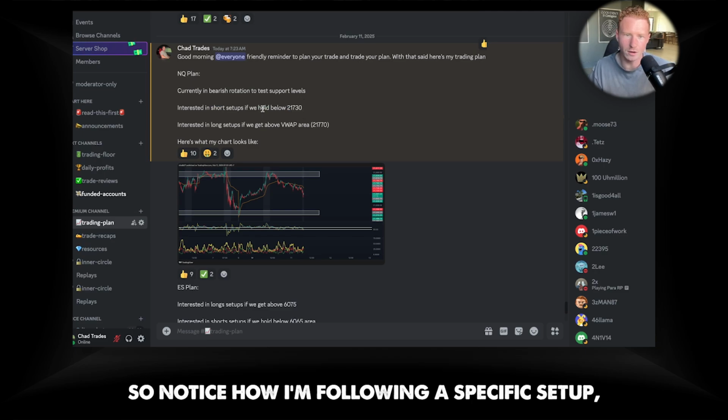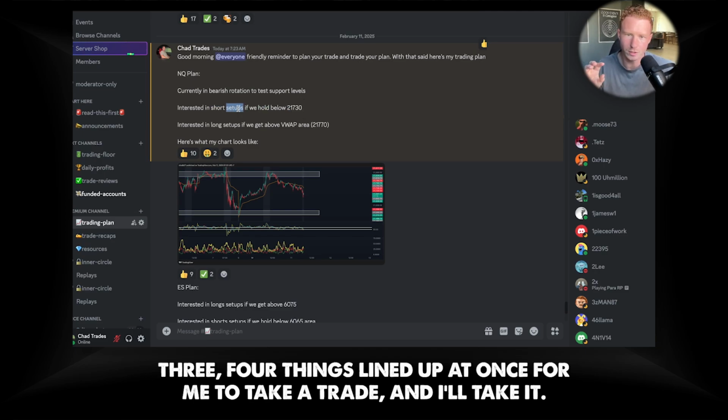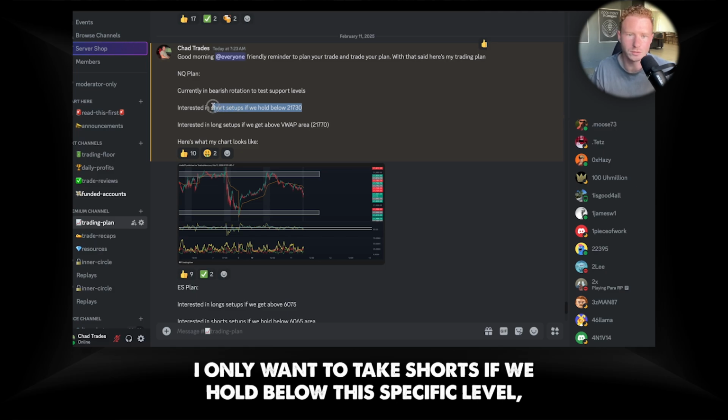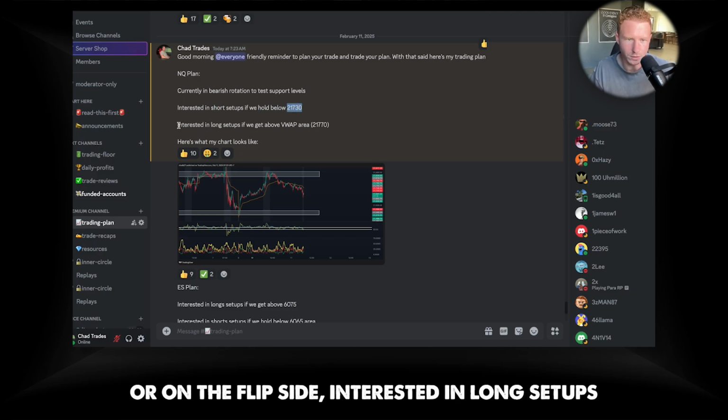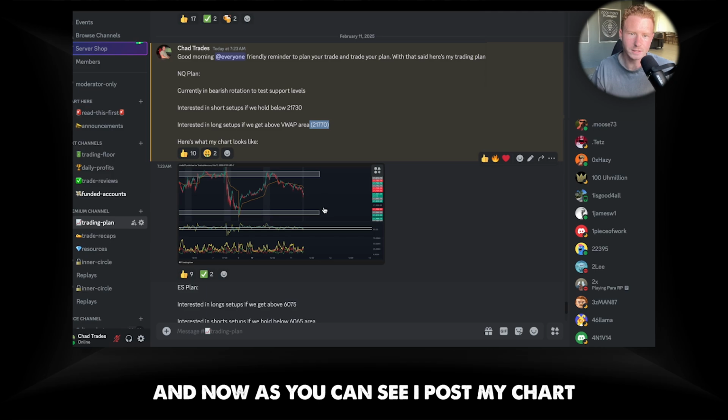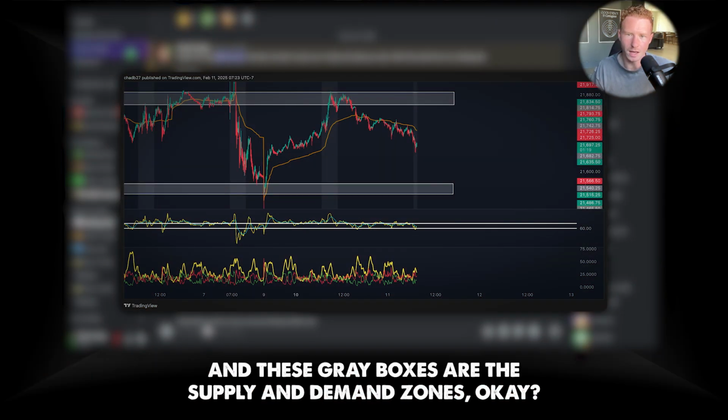Okay, so notice how I'm following a specific setup. I want to see three or four things line up at once for me to take a trade, and I'll take it. But notice how I include levels, okay? I only want to take shorts if we hold below this specific level. Or on the flip side, interested in long setups if we get above VWAP area 21,170. And as you can see, I post my chart, and these gray boxes are the supply and demand zones.